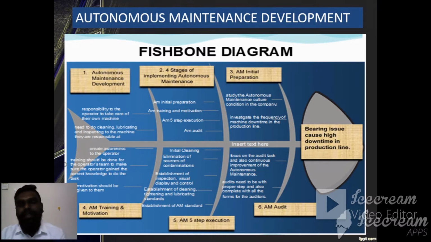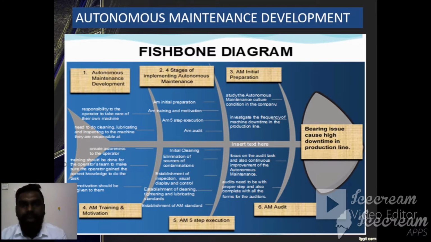So the third one is AM initial preparation. Okay, it is a study of the autonomous maintenance culture condition in the company. The next one is to investigate the frequency of machine downtime in the production line. So the fourth is AM training and motivation. The point is training should be done for the operators team to make sure the operators gain the correct knowledge of the task. The next one is motivation should be given to them.